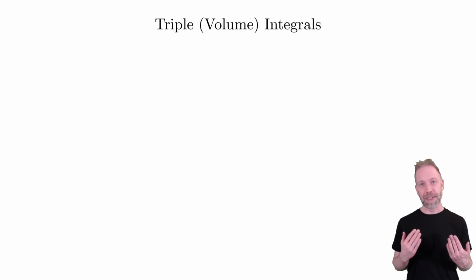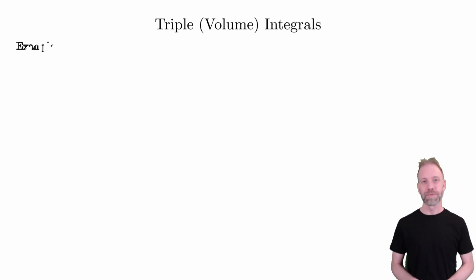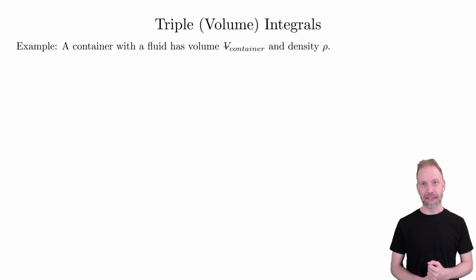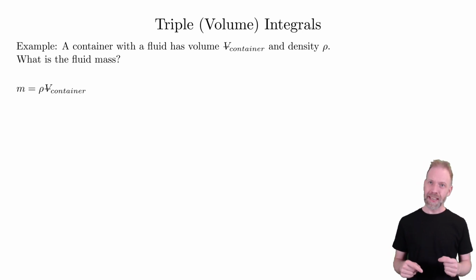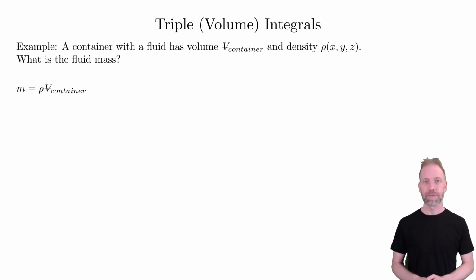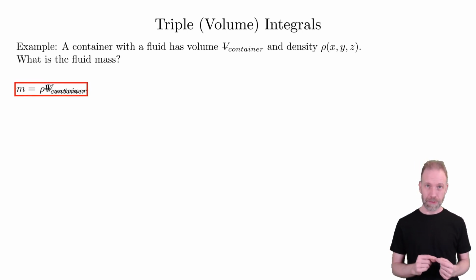Let's move on to triple integrals, which also can be called volume integrals. Let's start with an example again. We have a container with volume V and density ρ. What is the mass? If the density is constant, the mass would simply be density times volume. But what if the density varies with the position? This would create a triple integral where we integrate the density over the volume.